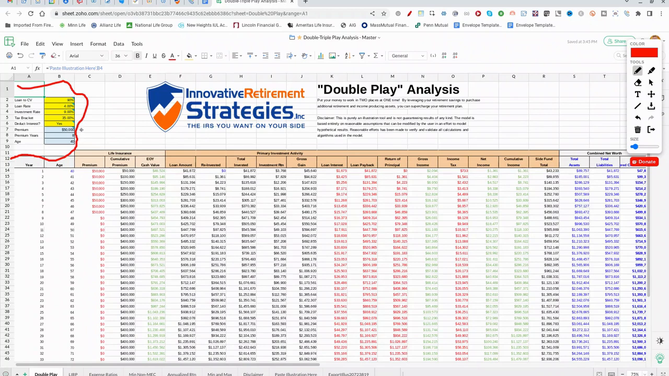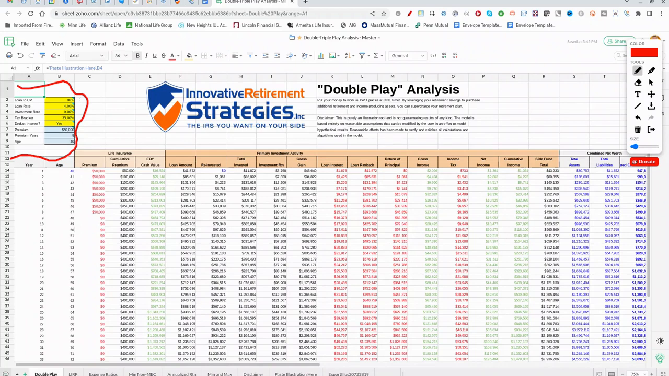In blue are the data that are flowing into it from the tab that we pasted in that had your life insurance illustration data. So don't overwrite anything in blue unless you are conscious of the fact that you're overwriting that.